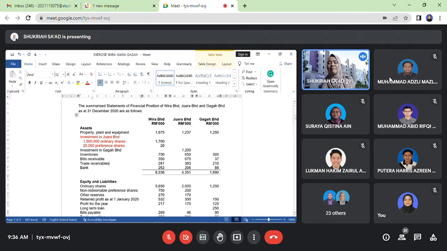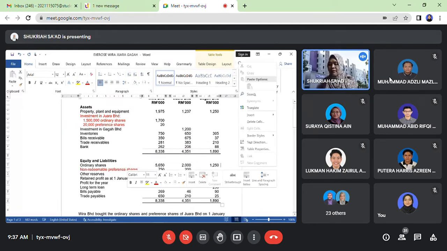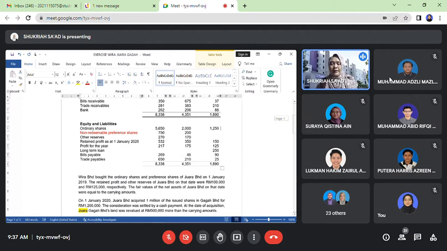So when we have preference share capital, always double check whether the substance of this preference share is an equity or liability, because preference share can be equity and also liability, which at the end treatment dia berbeza. Okay, macam mana nak find out? Tengok dekat bawah equity. So this is non-redeemable preference share, so meaning that this is an equity. Okay, boleh?